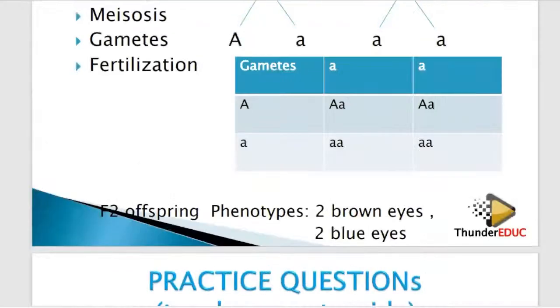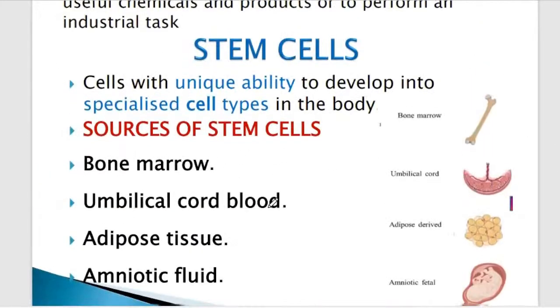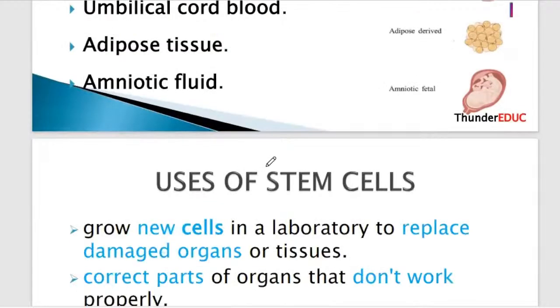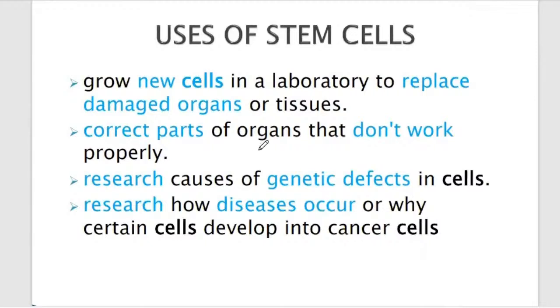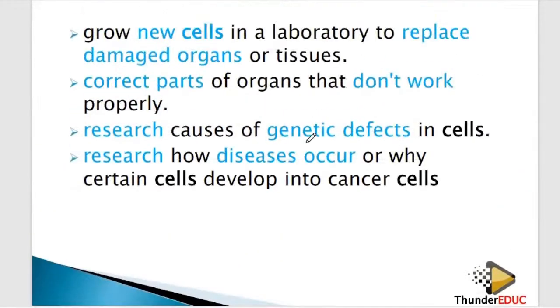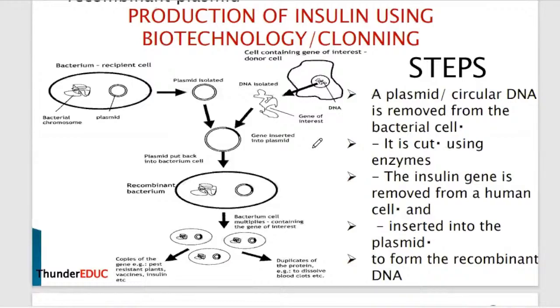Yes, let me just show you here from Excel and Life Science Distinction Material. Yeah, see sources of bone marrow and umbilical cord, adipose tissues, amniotic fluid, uses, yeah, to generate new or replace the worn out cells or damaged cells, or to generate new cells, be used for research purposes. Yeah, so cloning, please know how to use this cloning.